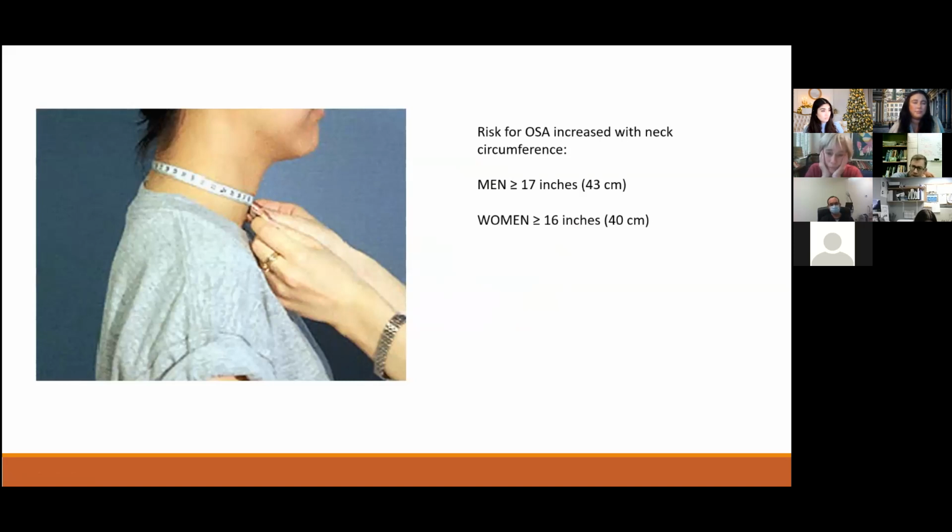A risk factor for obstructive sleep apnea is increasing neck circumference, the classic one, with 43 centimeters in men and 40 centimeters in women. And when you look at our local Caucasian population, a lot of sleep apnea is driven by obesity. So what we see throughout Appalachia is really obesity. When you look at the Asian populations, a lot of times it's more craniofacial features and less obesity that drives obstructive sleep apnea.